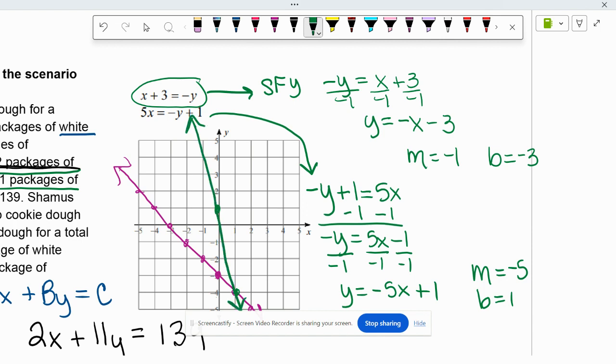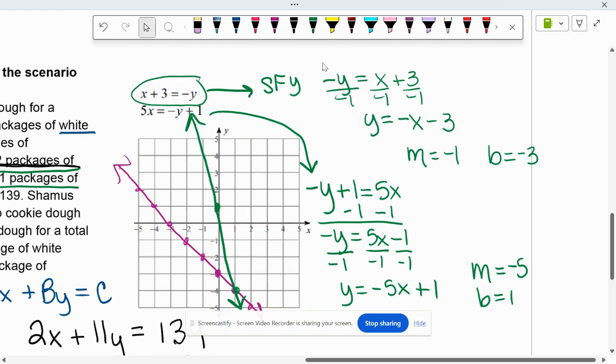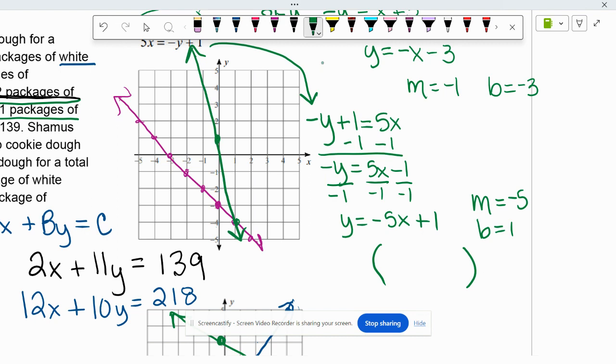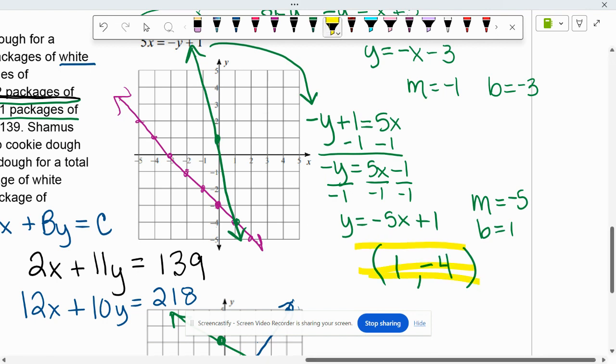So the solution, the place where these two lines intersect, is what? Ordered pair. It's 1, negative 4. The solution is the ordered pair 1, negative 4.